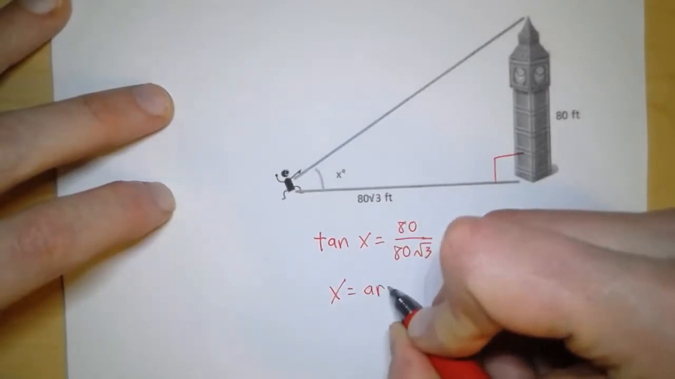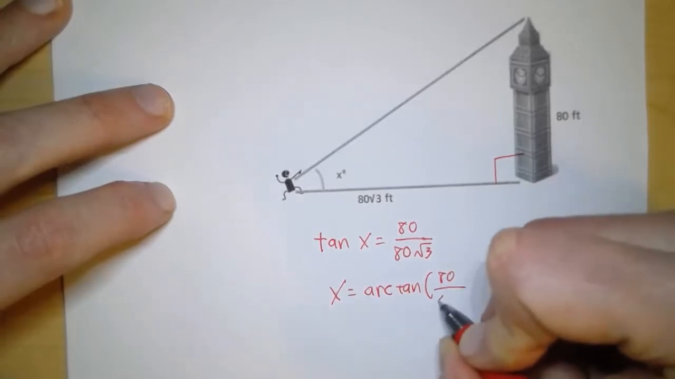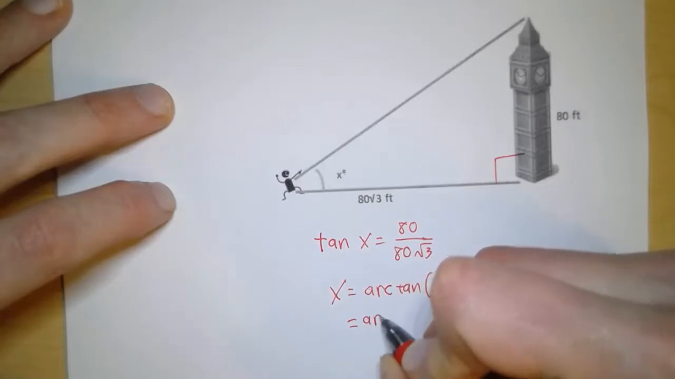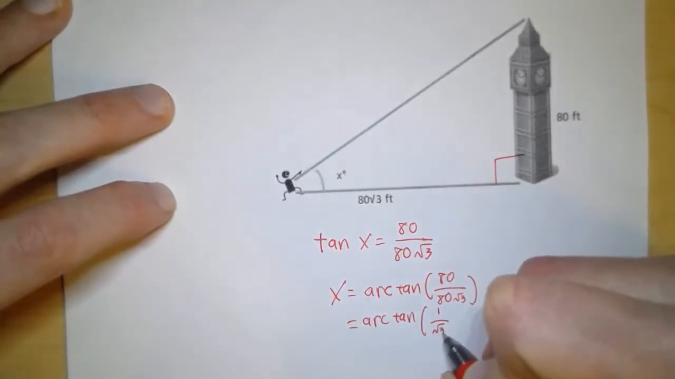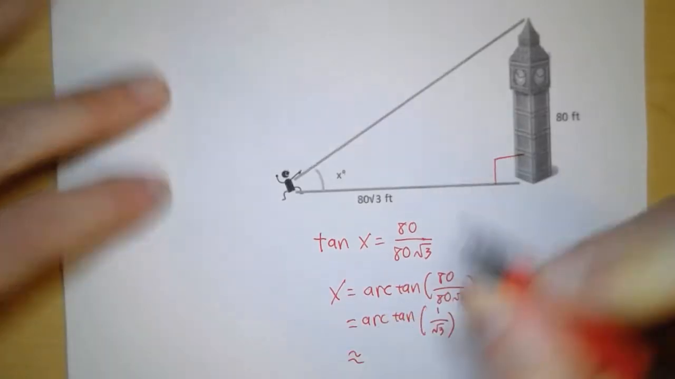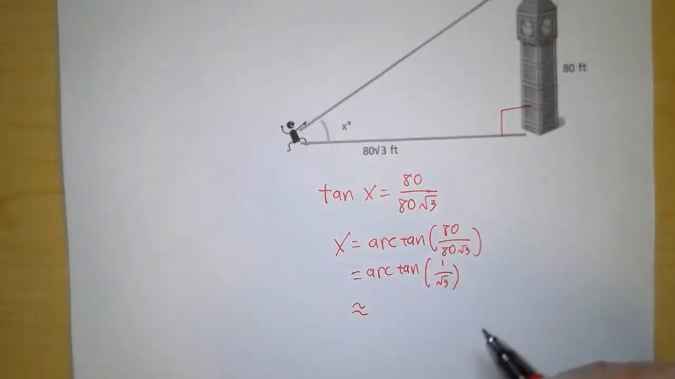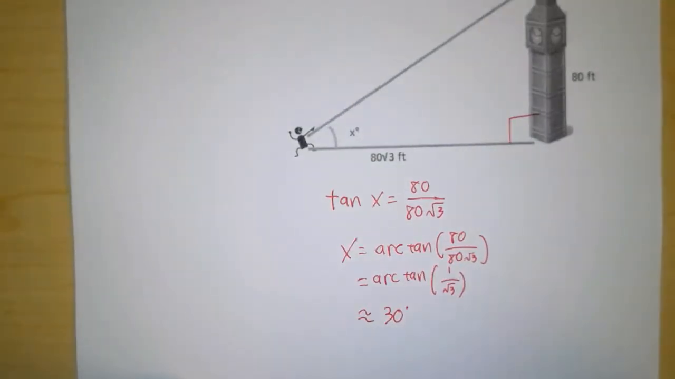So we have arc tangent of 80 over 80 radical 3. And if you want to, you can save yourself a little bit of time and cancel out the 80s. So we have 1 over radical 3. That would be a more exact, precise answer. If we're looking for an approximate answer, we'd have 1 over radical 3. We plug that into arctan, and we get 30 degrees.